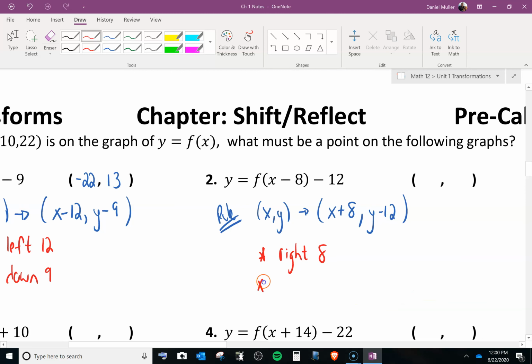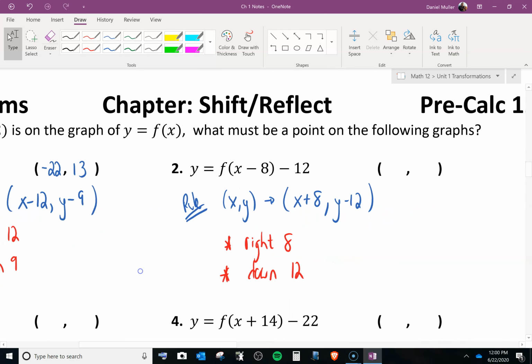And then we're taking the y and we're minusing 12. If the y is up and down, if you minus 12, that means you're going to be going down by 12. Anyways, we can take our point, which is negative 10 comma 22. I'm going to write that down. Negative 10 comma 22. Negative 10 plus 8 is going to be negative 2. And then 22 minus 12 is going to be 10.